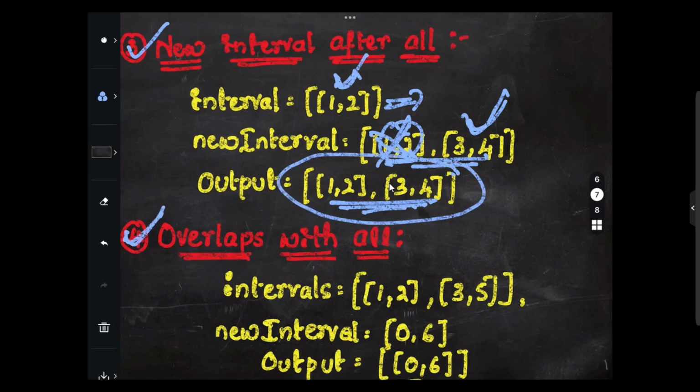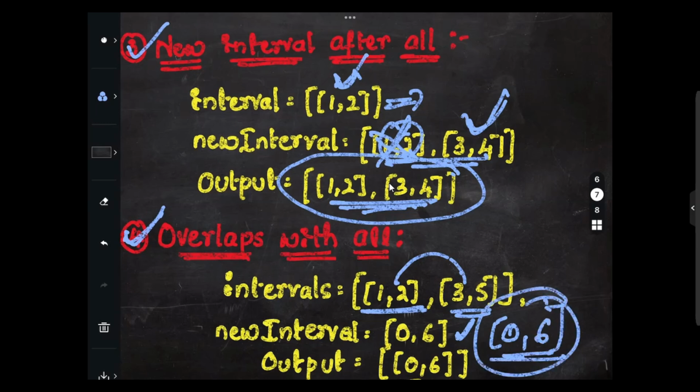Let's go with the fourth edge case here: overlaps with all. The intervals we have here are [1, 2] and [3, 5], and the new interval is [0, 6]. This merges with both in this case, right? Among the left values, the least number is 0, and among the right values, the greatest number is 6. So we will return [0, 6]. [0, 6] merges with both [1, 2] and [3, 5], right?